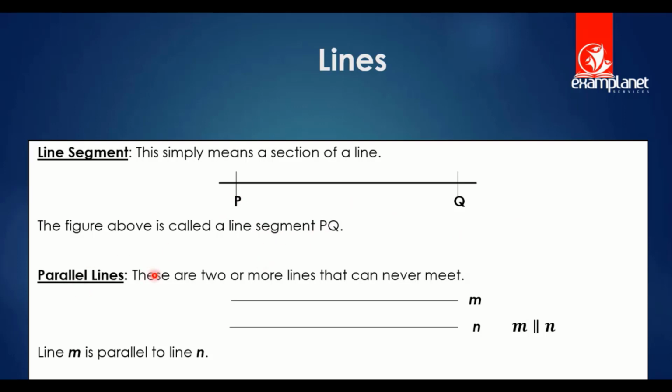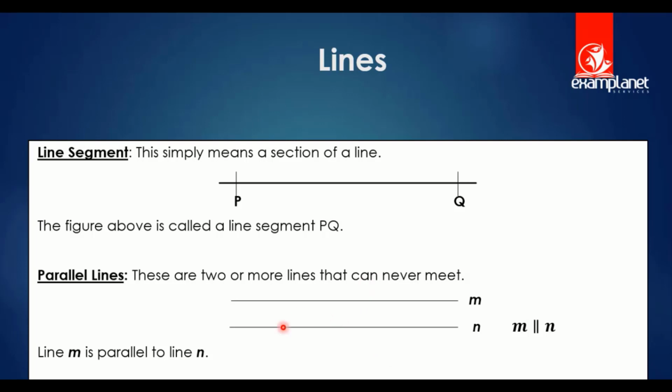Now we have parallel lines. These are two or more lines that can never meet. I'm very sure you are used to that kind of definition. Two or more lines that, when you extend them, can never meet, no matter how long you extend them. They are called parallel lines. Now, not all lines that look parallel are actually parallel in GRE. They can draw two or more lines looking very parallel, but that does not mean the lines are parallel. So there are things you should look for in order to be sure that the lines are parallel before you can treat them as parallel lines.